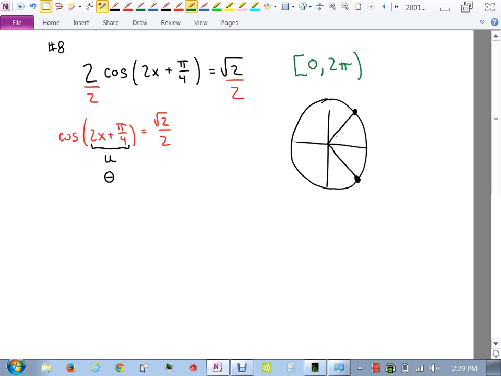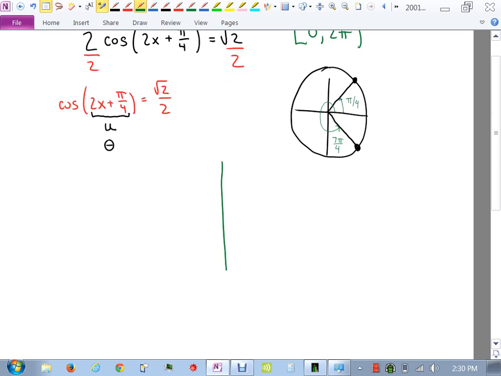The first one is this angle here, which is pi over 4. And then the other angle is all the way around, which was 7 pi over 4. So those are my two angles that I'm going to create my general solutions from. I'll separate these two and do them side by side. I need what's inside my trig function, that angle, to be equal to pi over 4 plus any number of rotations. So I need 2x plus pi over 4 to be equal to pi over 4 plus what?